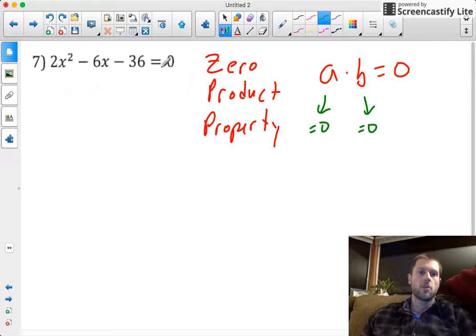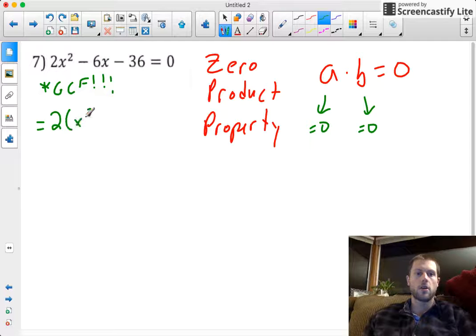So first, I'm going to look for a GCF. Always look for a GCF when you're starting off. And I see a GCF of 2, it looks like. So this is going to equal 2 times x squared minus 3x minus 18, and that's going to equal 0. Next line here is I want to factor this remaining trinomial.